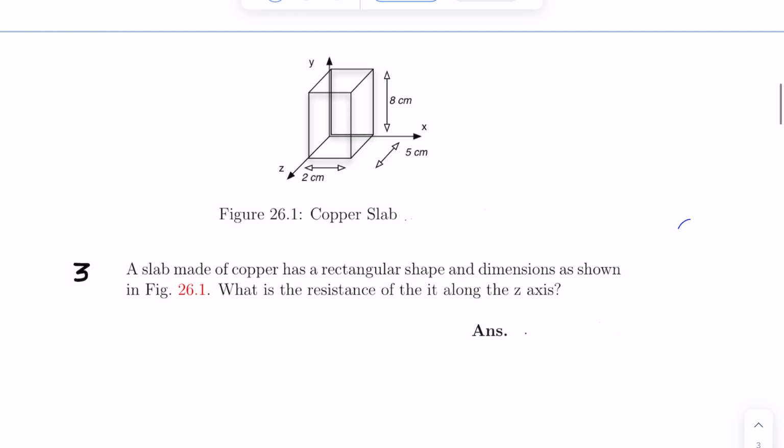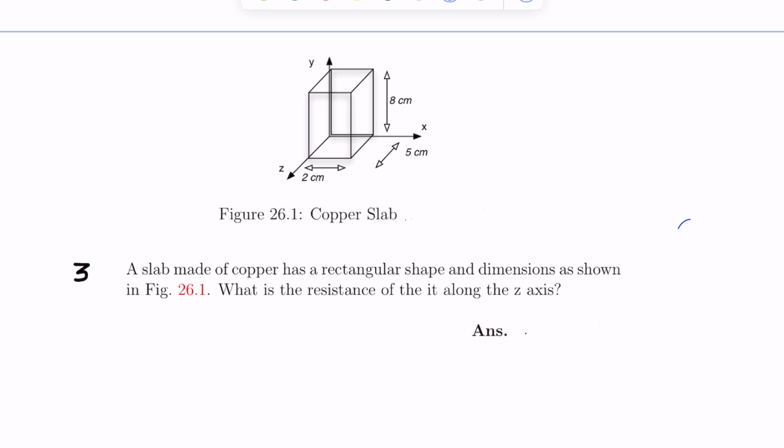Question 3. I hope this video doesn't get very big, but anyway. So we've got a slab made of copper, which has a rectangular shape and dimensions as shown in figure 26.1. What is the resistance of it along the z direction?